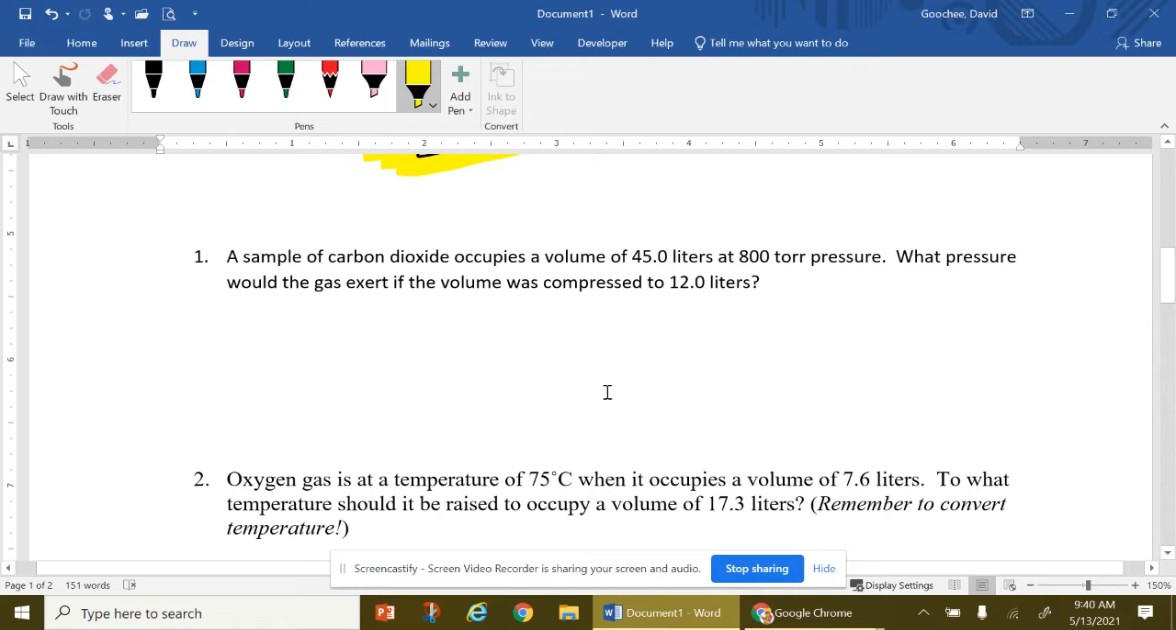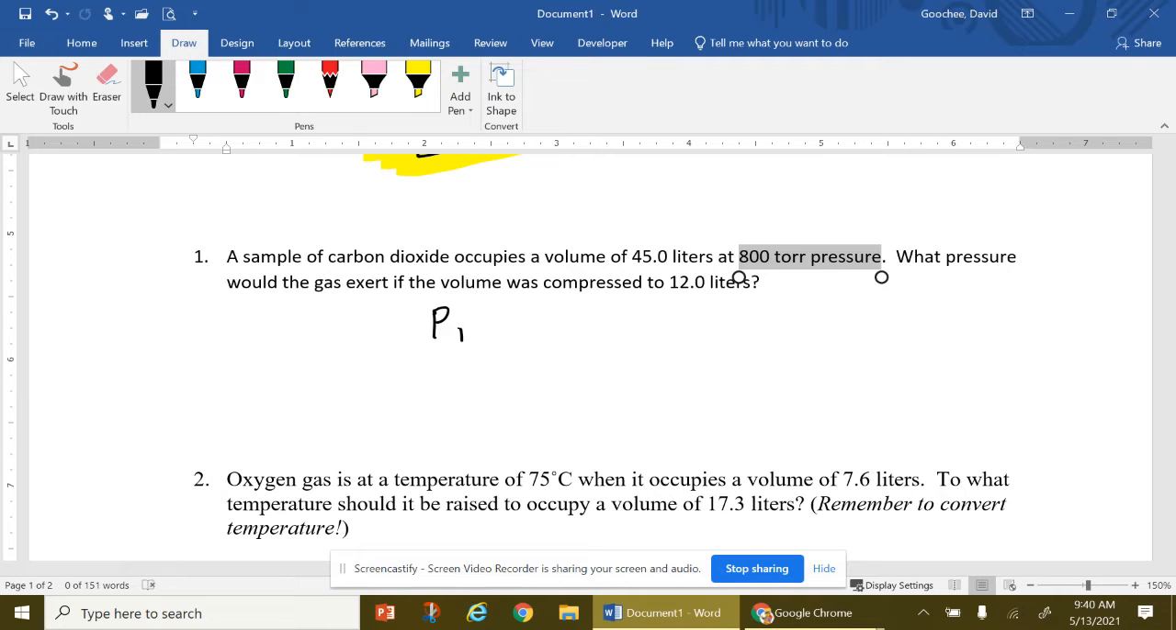A sample of carbon dioxide occupies a volume of 45 liters at 800 torr pressure. This is very similar to your problem number 1. I've just changed the numbers and units up a bit. What pressure would the gas exert if the volume was compressed to 12 liters? So, once again, I start with the complete gas law. P1 V1 over N1 T1 equals P2 V2 over N2 T2.